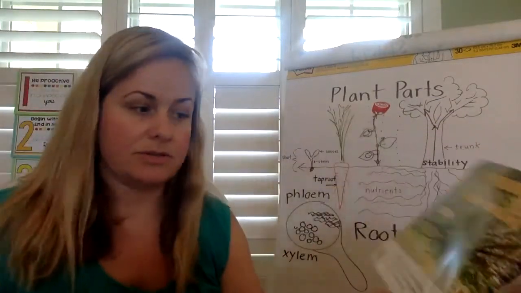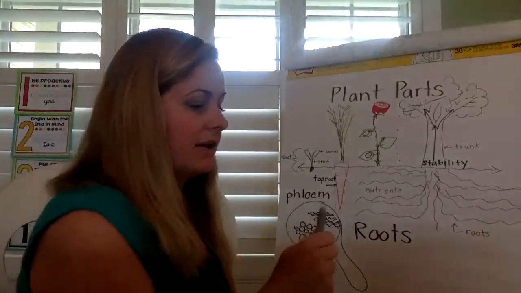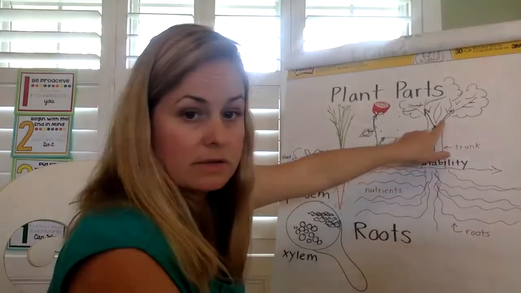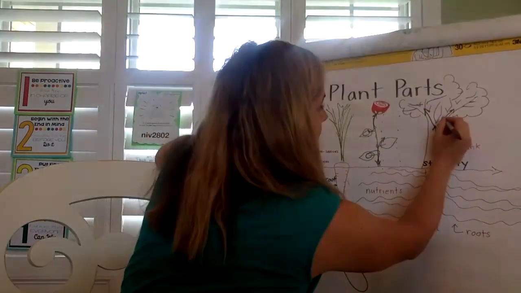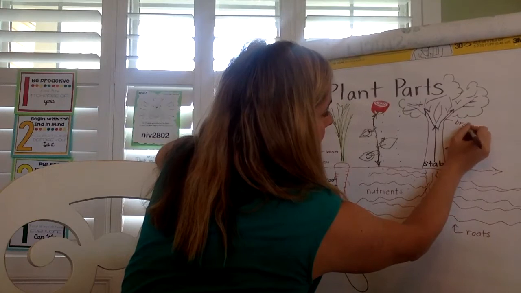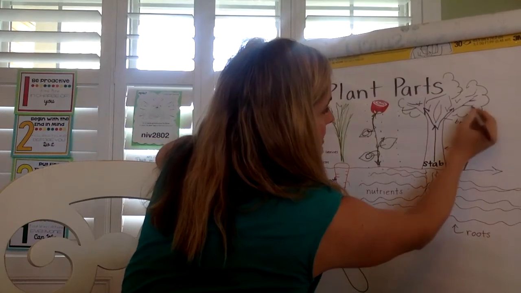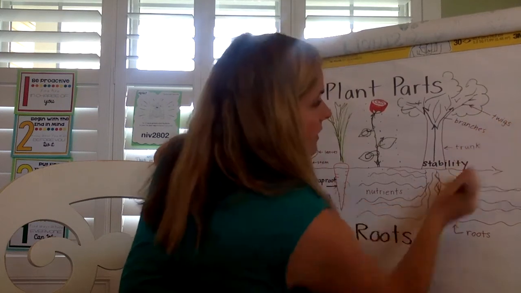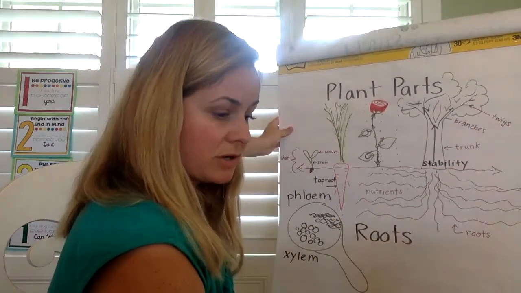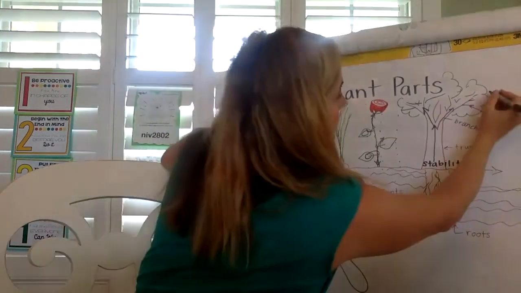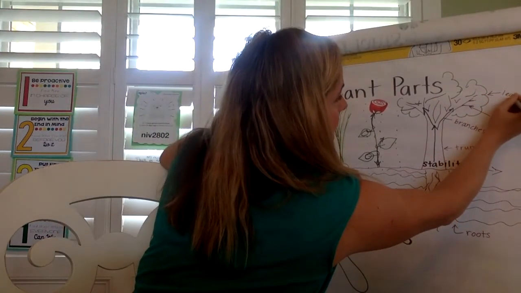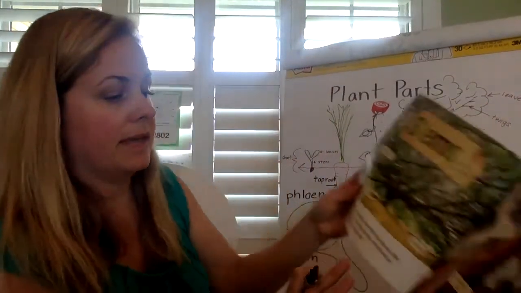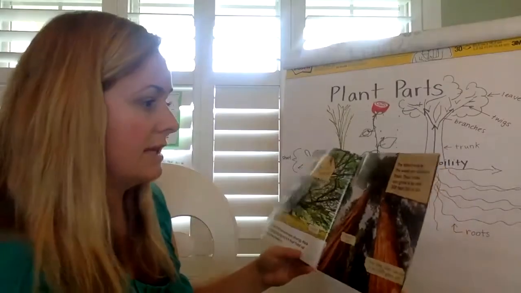I'm going to label those just like they did in this diagram so that we know the tree has a trunk. The trunk leads to the branches. And then the branches lead to the twigs. And then the water goes from the trunk to the branches to the twigs to the leaves. And that is how the water is distributed through the plant, carried up into the leaves.